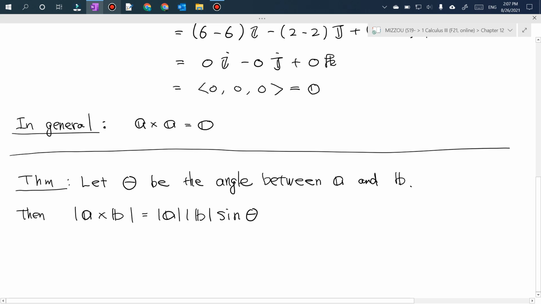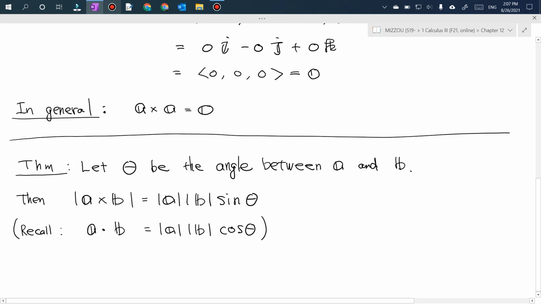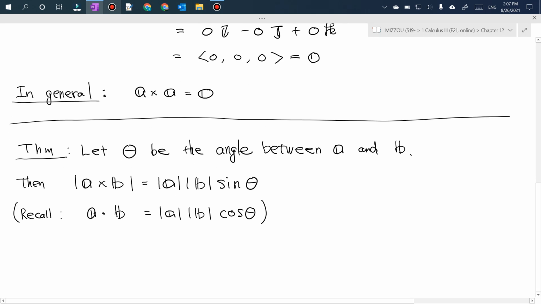Actually, we have seen something similar before. Let's recall: A dot B was the magnitude of A, times the magnitude of B, times cosine theta. So it looks similar, but not the same. Let me just put it here.